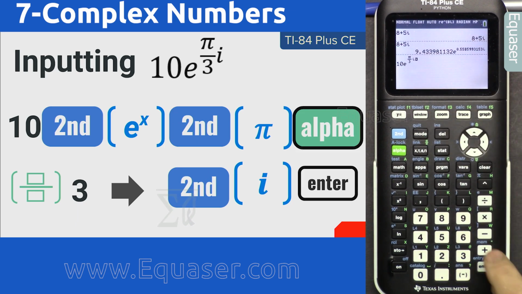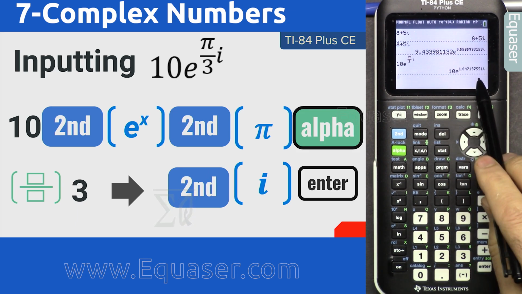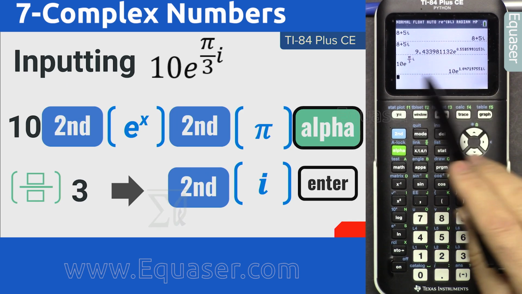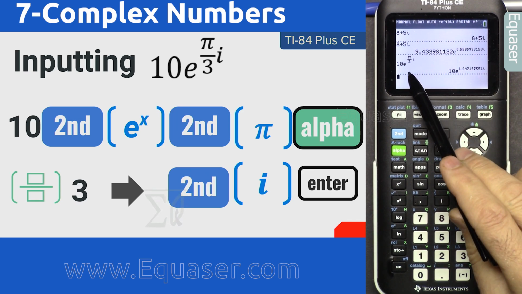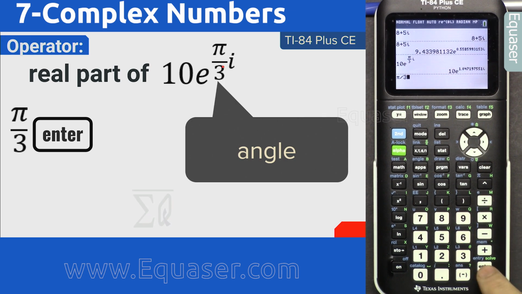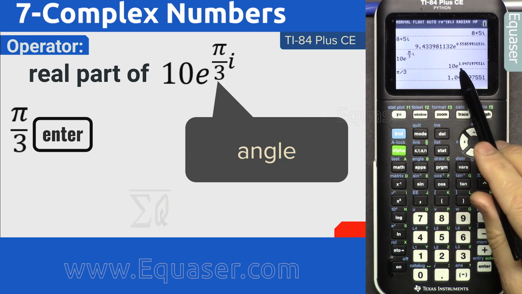We can use it or we can simply press enter to see. Now you can see that it has been converted to 1.047 because pi has a value, and if you divide it by 3, that's the value you get. And this is the angle. If I do second function pi divided by 3, we are getting the same number, 1.047.